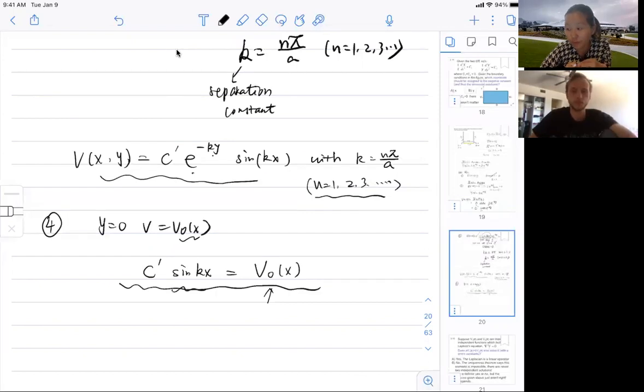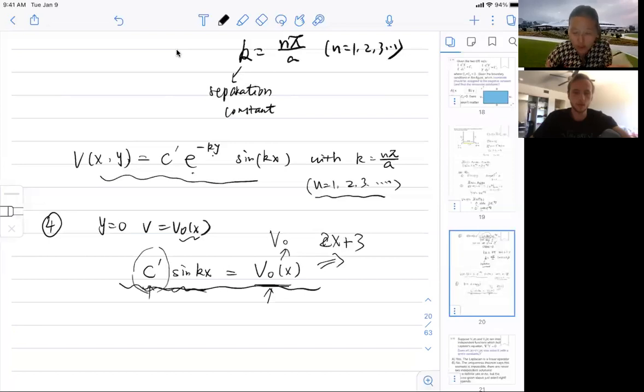At this point, are we stuck? Obviously we are not, right? There is a solution here. The idea is that even though for one c prime, you cannot make this to be exactly, let's say, V is just simply a constant, right? Or this is 2x plus 3. Let's say you can set it however you want, right? For one of the c prime, even though you can't make this work, for a combination of them, you can always superpose them together and make it work.